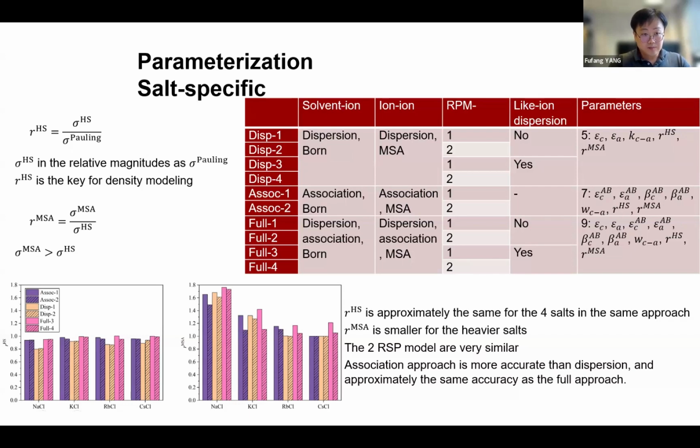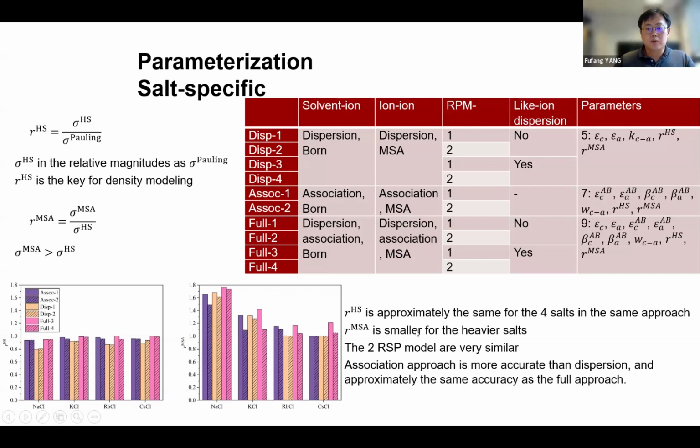that when we include this ratio, when we adjust the hard sphere diameter, we do not use just the Pauling diameter. We have much more accurate results for density, and then we also find that this ratio is about the same value for the 4 chloride salts. But this is not the case for the ratio of the MSA diameter over the hard sphere diameter.